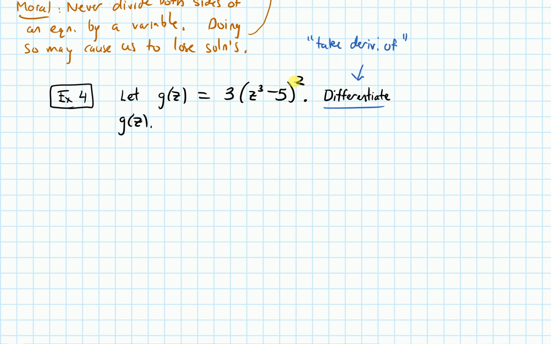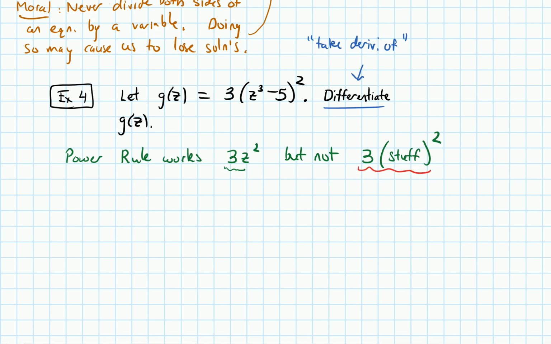So, I see this 2 as a power, and it might be tempting to say, wait, 2, bring that down, and then subtract 1 from that 2. So we're sort of thinking of the power rule. But the power rule works when we have like 3 times z squared, but not when the z itself is this complicated looking function, but not for 3 times some stuff squared. So the power rule can handle this, but not the 3 times stuff squared.